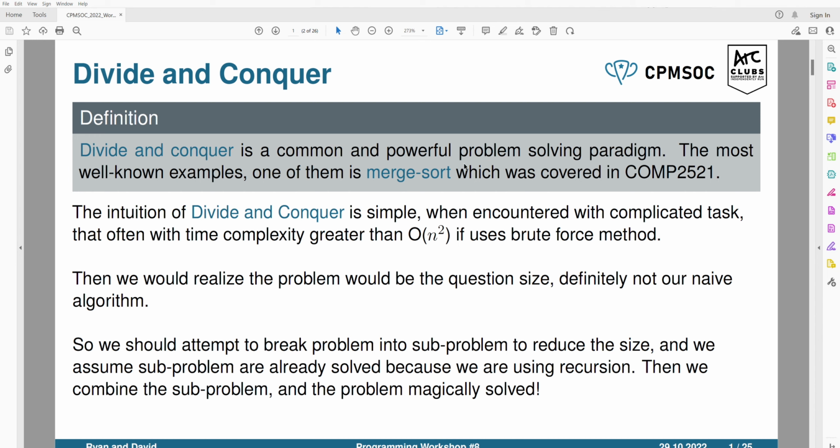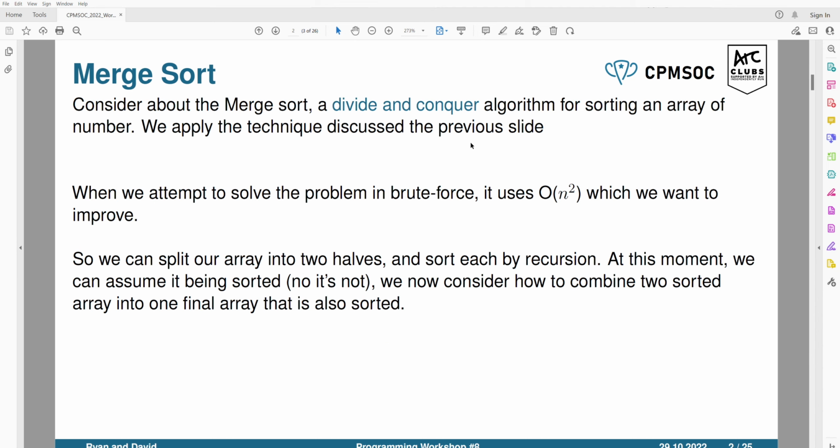And we use recursion to handle those sub-problems. By the power of recursion, you can assume the sub-problem is solved by itself. The last step of divide and conquer is to combine those sub-problems to solve our current problem. And that's how we solve the problem. We'll be seeing an example later. I'm sure it feels abstract, right? But let's look at merge sort.